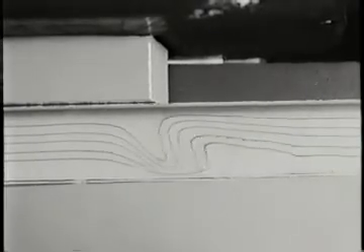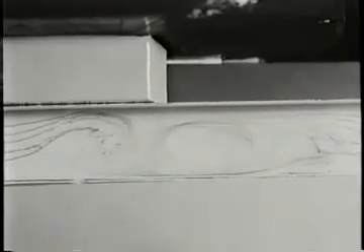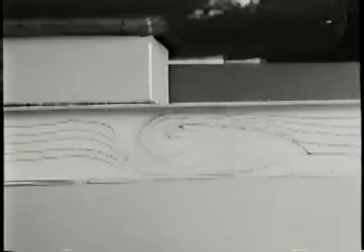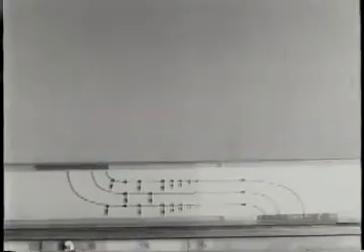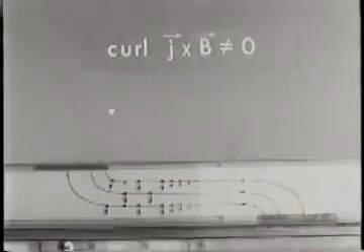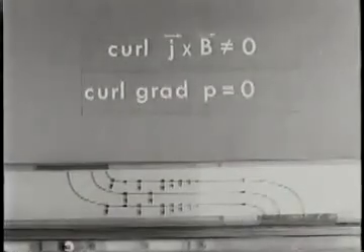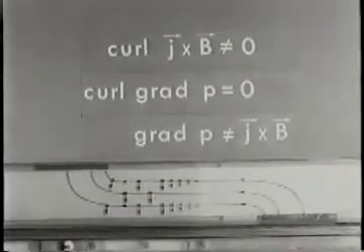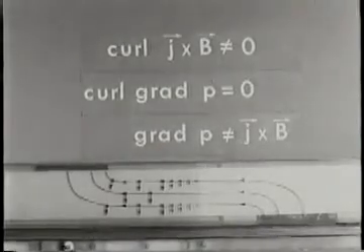J cross B is rotational now and makes the fluid spin. More precisely, it creates vorticity. The J cross B distribution is like this, falling off rapidly in the edge region where it is rotational. But a pressure gradient can only be irrotational, so it can't balance J cross B anymore. And the fluid can't stay still.